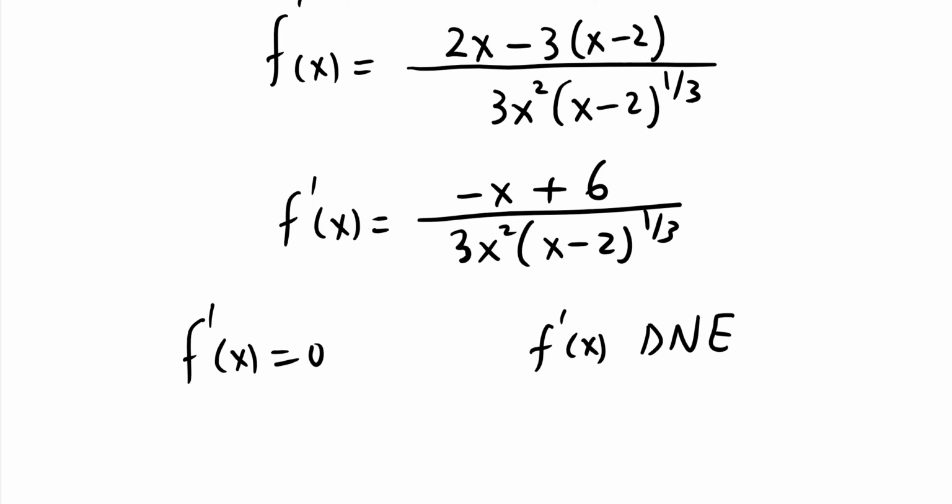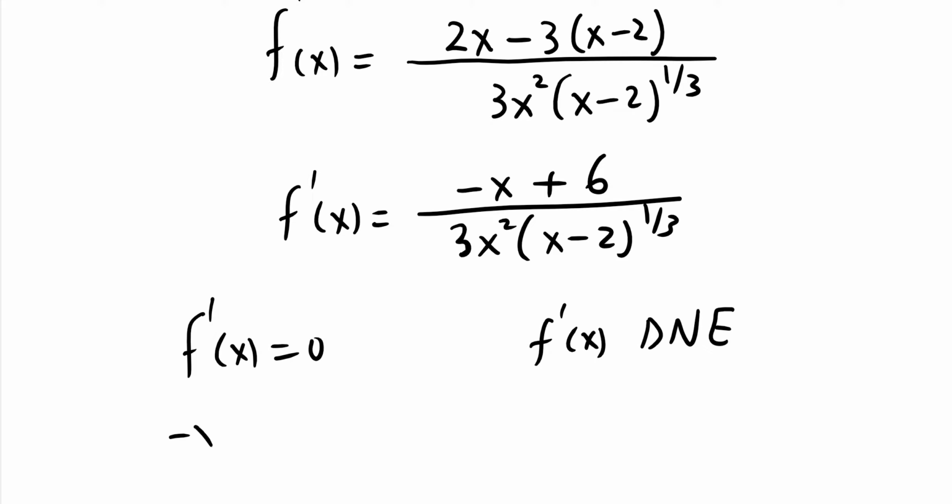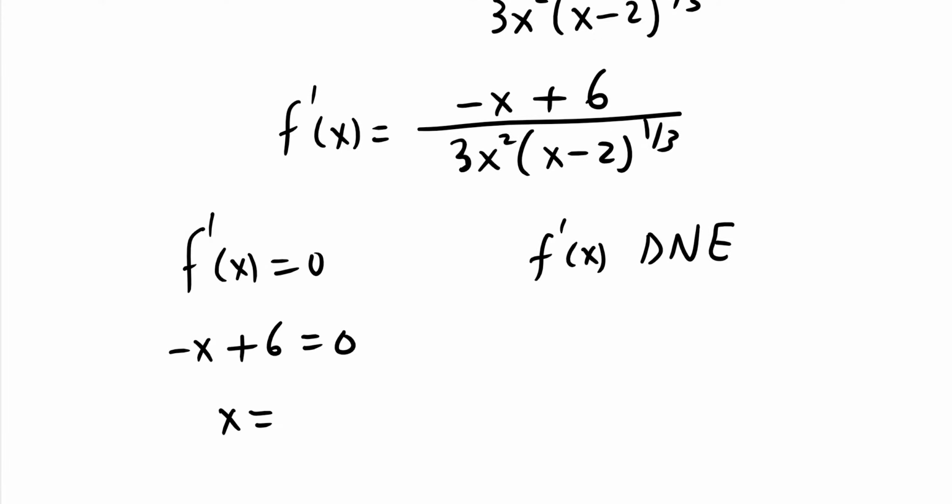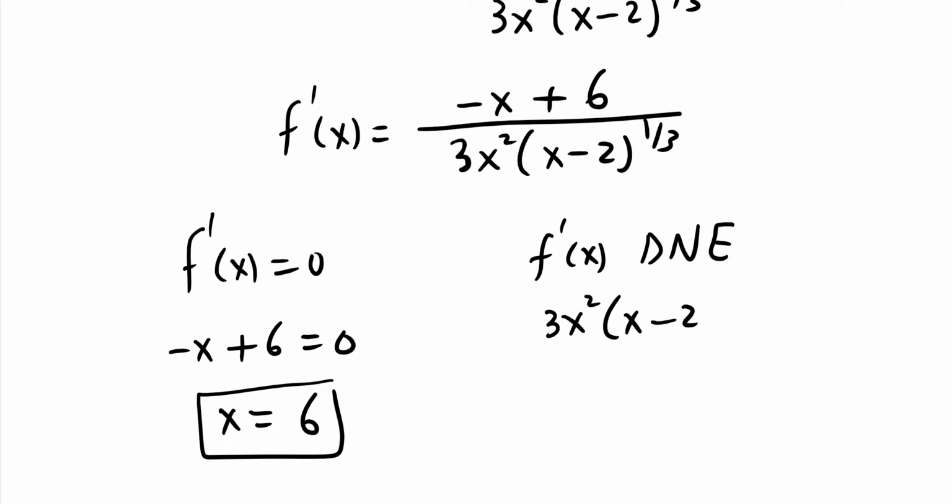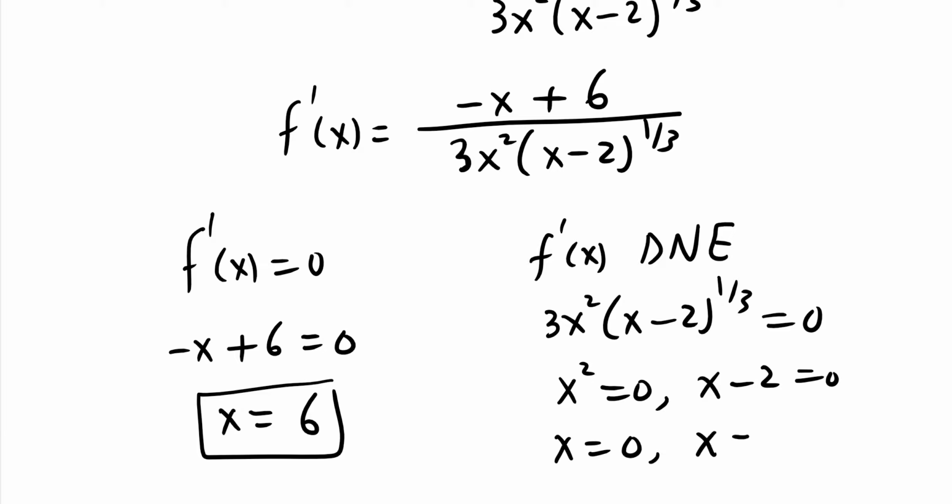Well, this is equal to 0 when the numerator is 0. So when negative x plus 6 is 0, x is 6. So that's one of the values we got. When does this not exist? When the denominator is equal to 0. And this can equal 0 when x squared is 0 or x minus 2 is 0. So that means x is 0 and x equals 2. I'm going to box both for now. But I need to make sure to go back and check the domain of the function.